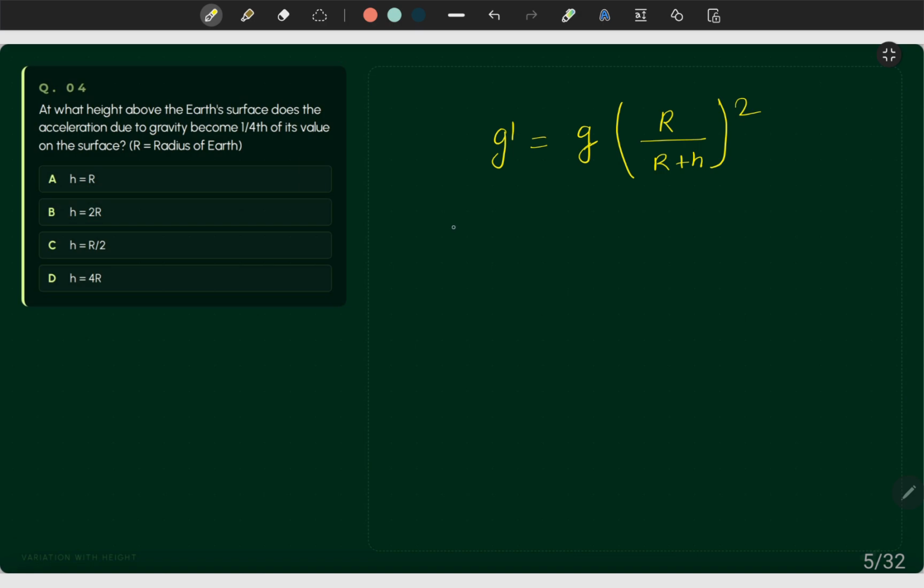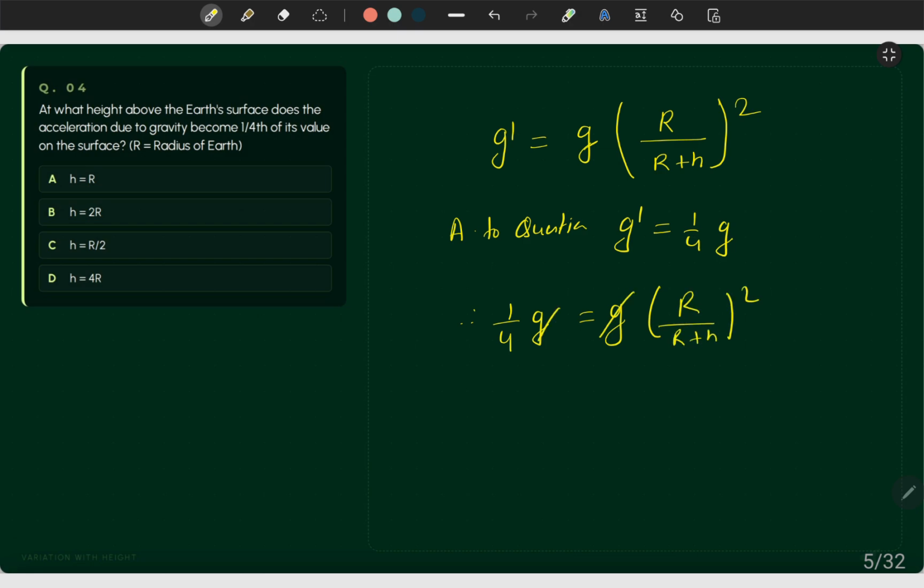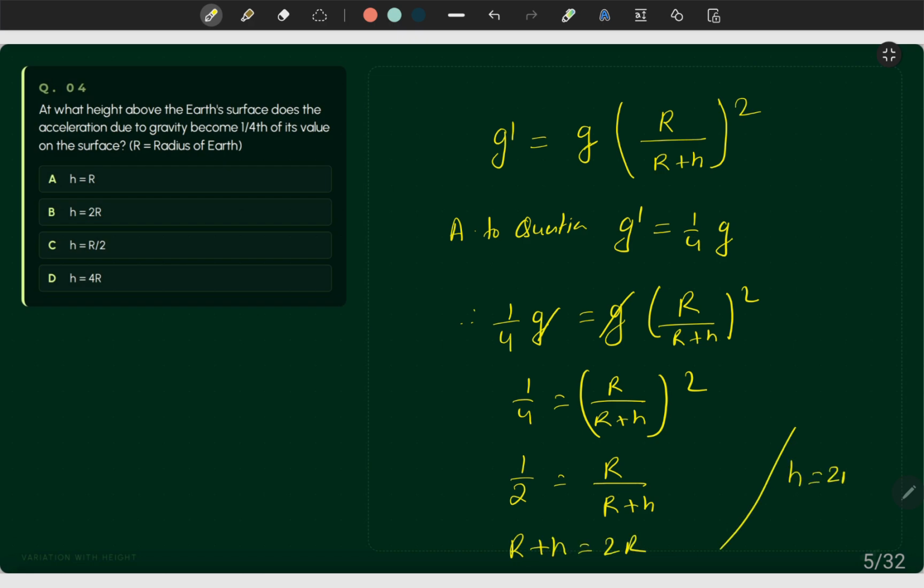Now as said in the question, at height h, the g is 1/4 of g. So keeping this value, 1/4 g is equal to g r by r plus h whole square. g cancels. 1/4 is equal to r by r plus h whole square. So this gives 1/2 is equal to r by r plus h. So r plus h is equal to 2r, and finally h is equal to 2r minus r. Therefore h is equal to r.